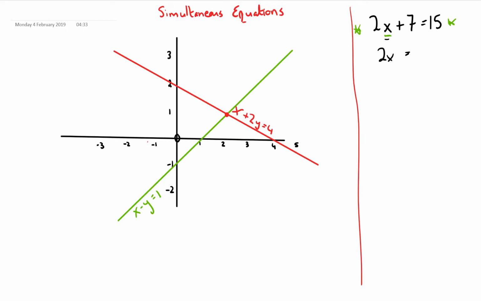It'll be 2x equals the 15 minus the 7, which would be 2x equals 8, and divide by 2, x equals 4. That's no problem at all. Okay, now this would be a problem if I had x plus 2y equals 4. There's a problem, and the problem lies in that we've one equation, but we've two unknowns.